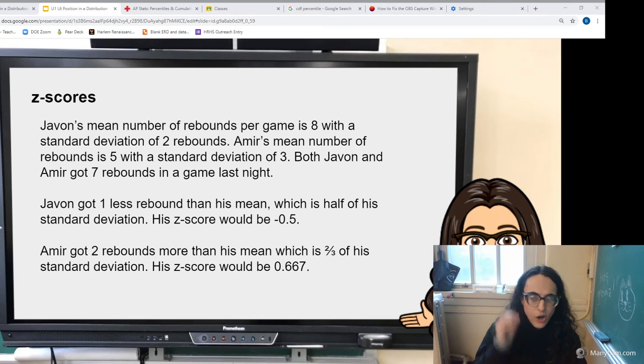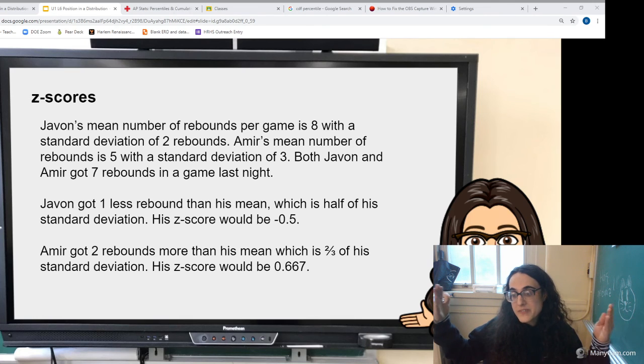So again, we always want to be doing these things in terms of that specific distribution. If we're talking Amir, we use Amir's mean and Amir's standard deviation. If we're talking about Javon, we use Javon's mean and Javon's standard deviation. We do not mix and match. The whole idea is we are comparing someone to the rest of their distribution to figure out, relatively speaking, how good or bad this was, or how exceptional this was.